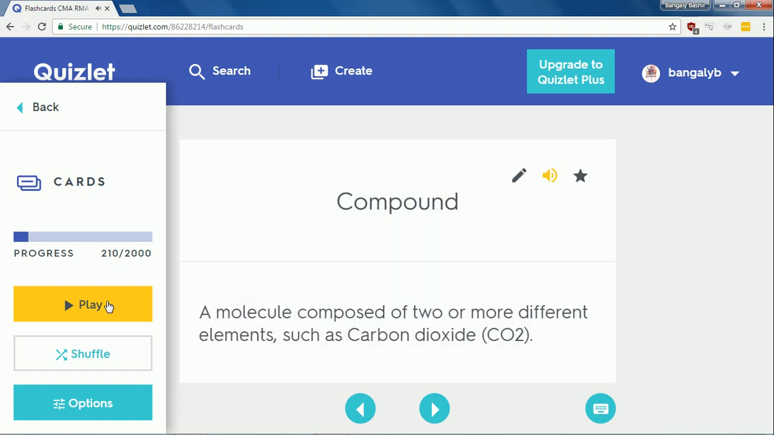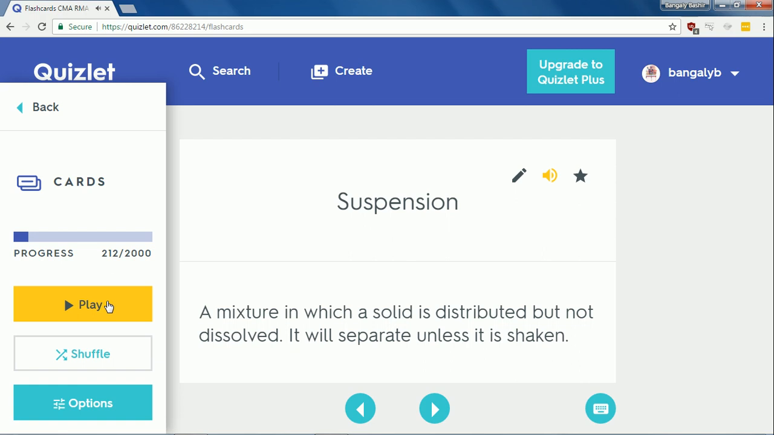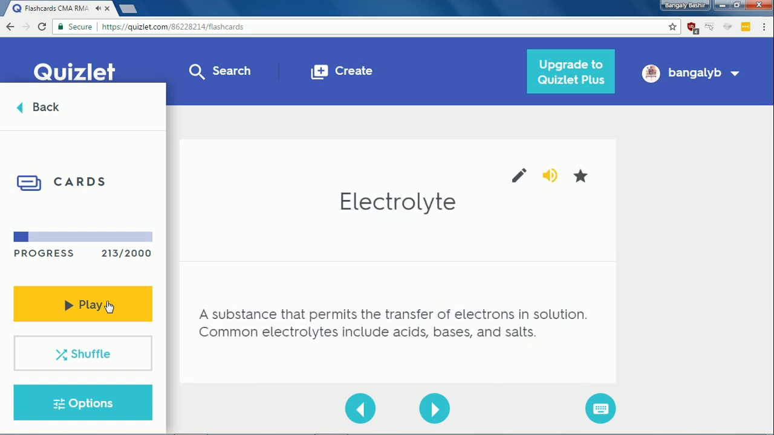Compound. A molecule composed of two or more different elements, such as carbon dioxide. Mixture. A combination of substances that are not chemically combined and can be separated by physical means. Suspension. A mixture in which a solid is distributed but not dissolved. It will separate unless it is shaken. Electrolyte. A substance that permits the transfer of electrons in solution. Common electrolytes include acids, bases, and salts.